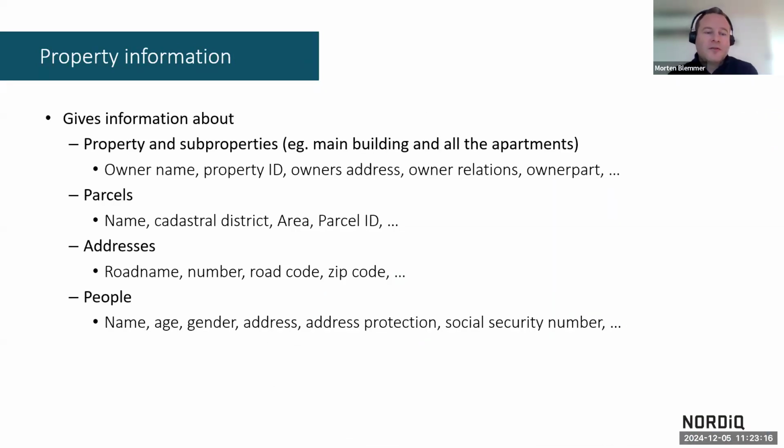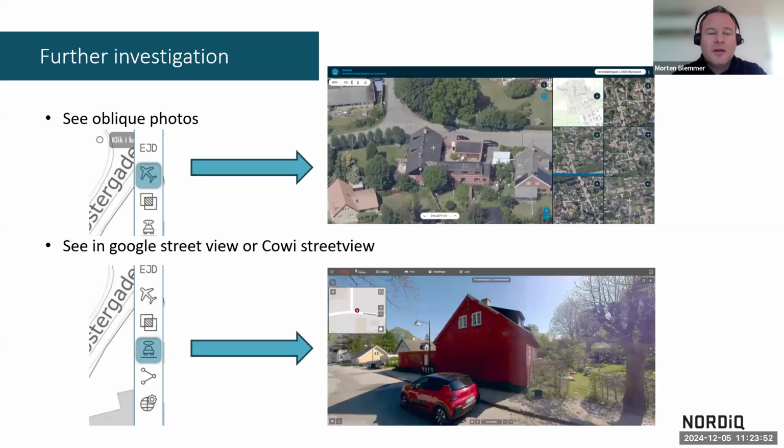The information that you get from the tool is the owner, the property ID, and the owner's address and relations and so on. And regarding parcels, you will know the name of the parcel, the district, and the area, and so on. And address is more like the road name and stuff like that. And people will contain name, age, gender, address, and so on, social security number. So that's also one of the reasons that we cannot show it here, because it's not public data, all of it.